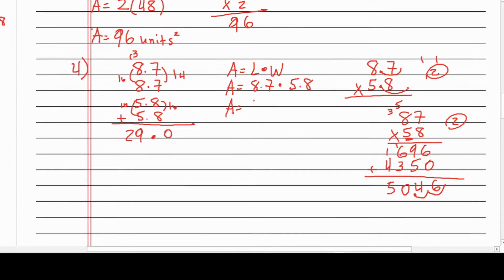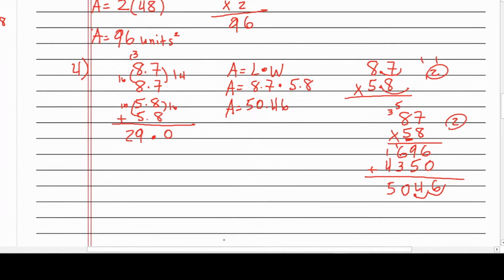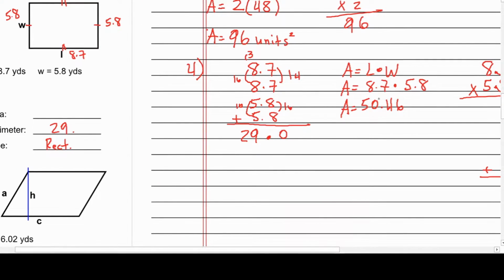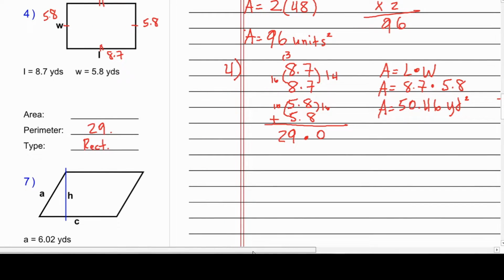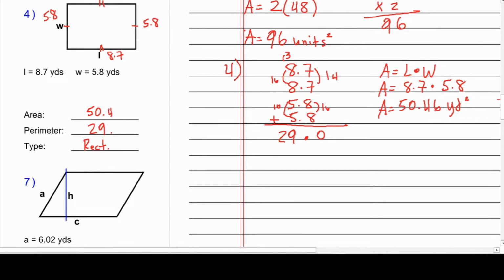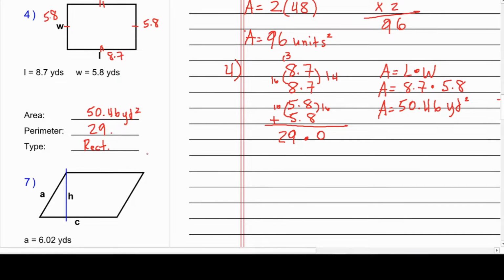So we can see the area is going to be 50.46. And did they give us units? Yards. So this is going to be yards squared. And we can just fill that in right here. 50.46 yards squared, or squared yards, however you want to view that. Okay, so that was a rectangle.